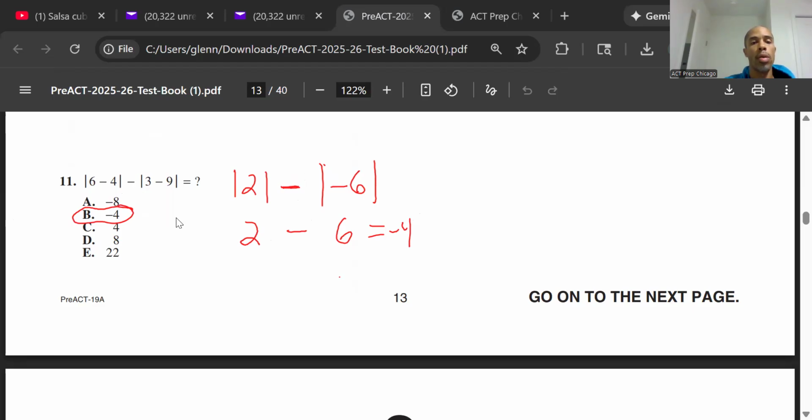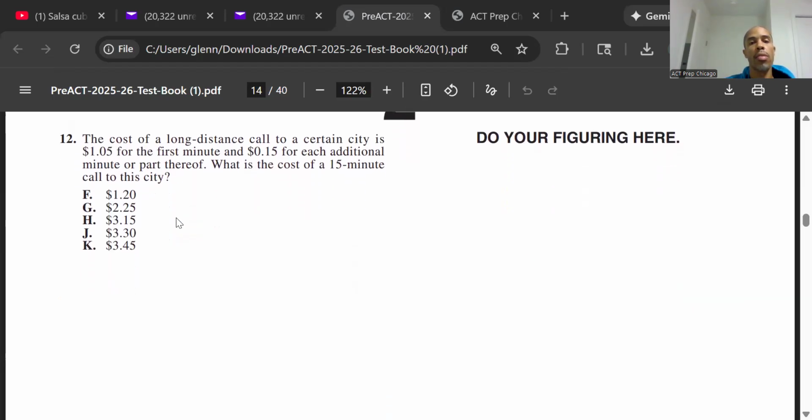Okay, number 12. The cost of a long distance call to a certain city is $1.05 for the first minute. Okay, they charge us $1.05 just for 1 minute and 15 cents for each additional minute. This reminded us of an equation we did before.